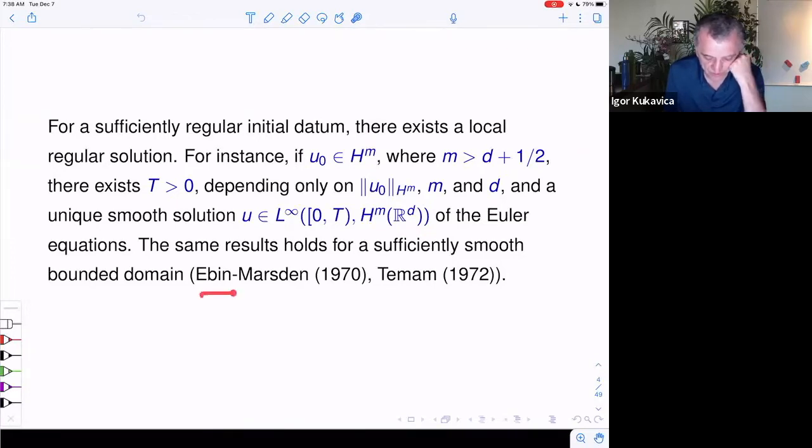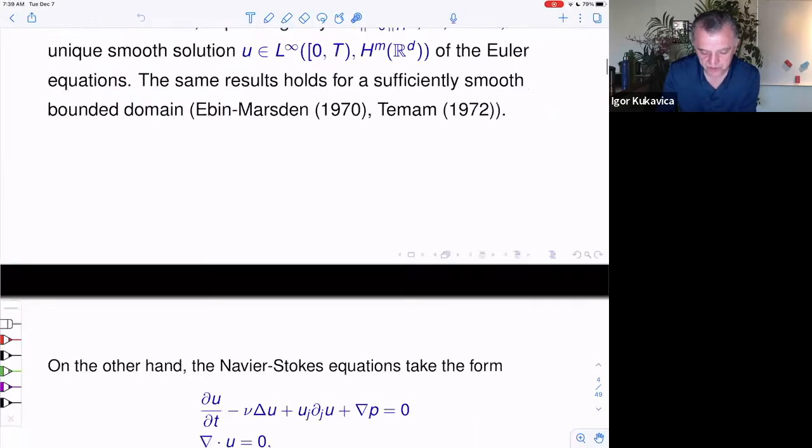Initially it was proven by Ebin and Marsden with flows of diffeomorphisms, and then Temam in H^m Sobolev spaces by doing the energy estimates. There's also Bourguignon-Brezis.